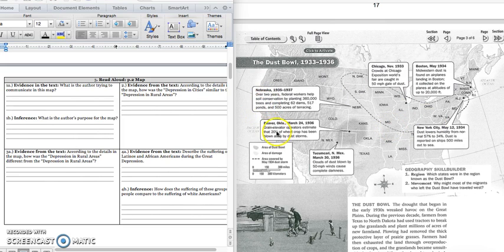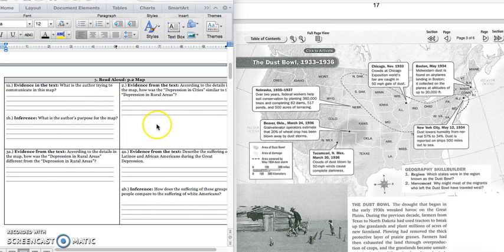And then the author gives us information about different kinds of cities and how those people were affected by dust storms. And so when we're thinking, what's the author trying to communicate in this map? The author is giving us information about who was affected by dust storms and where they lived. Write that down for 1A. The author is giving us information about who was affected by the Dust Bowl and where they lived. Who was affected and where they lived. Press pause to write down your answer and play when you're ready for 1B.